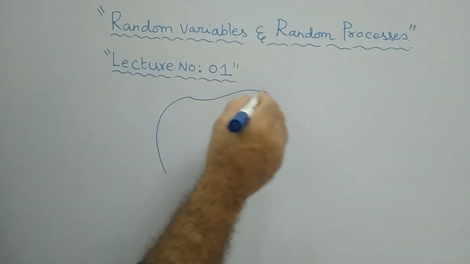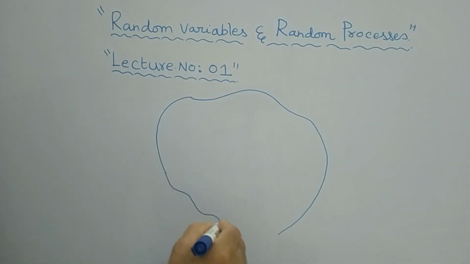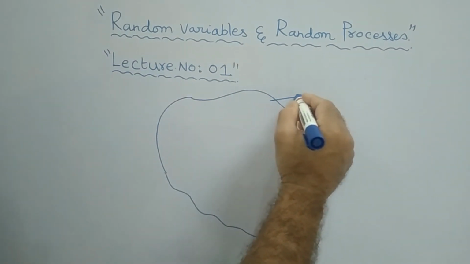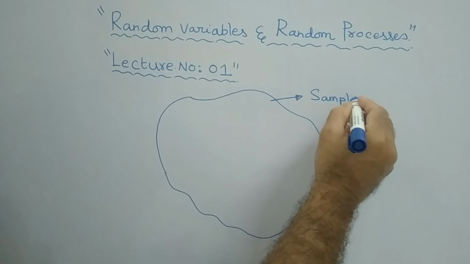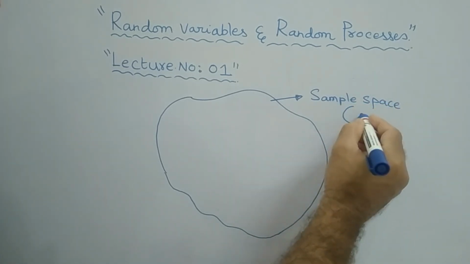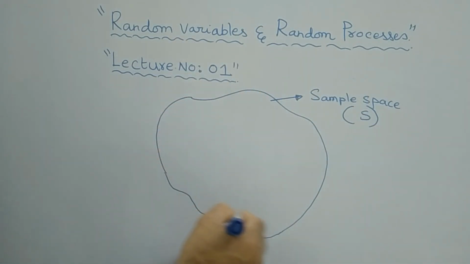You can draw some figure covering some area. Now I am calling it a sample space. It is denoted by capital S, right? So this area I am calling a sample space.